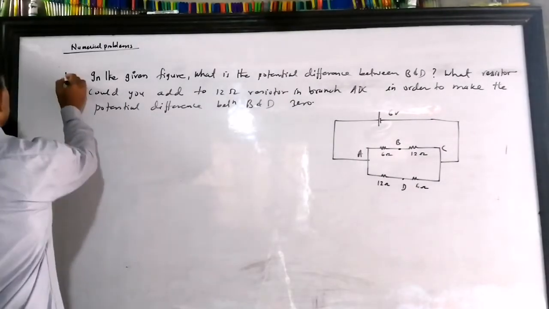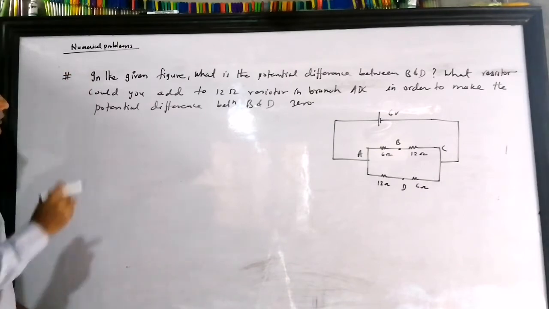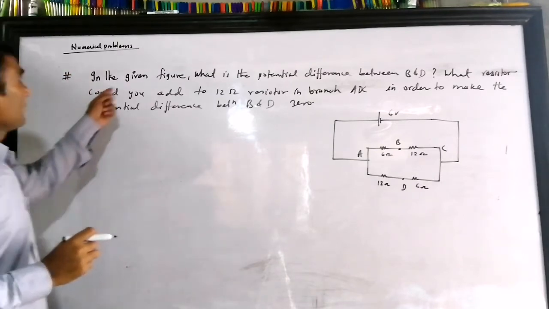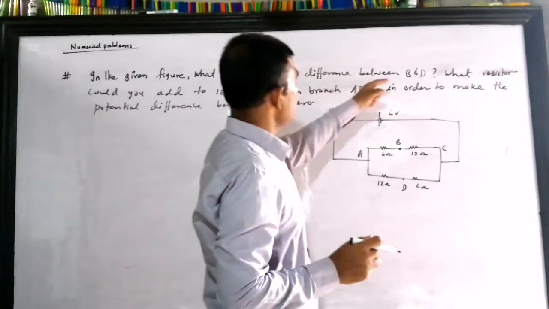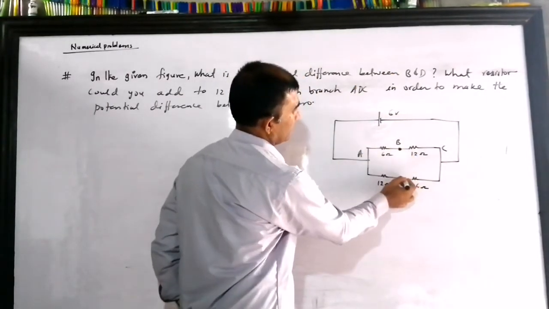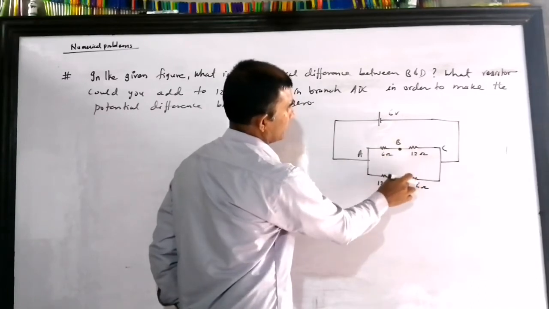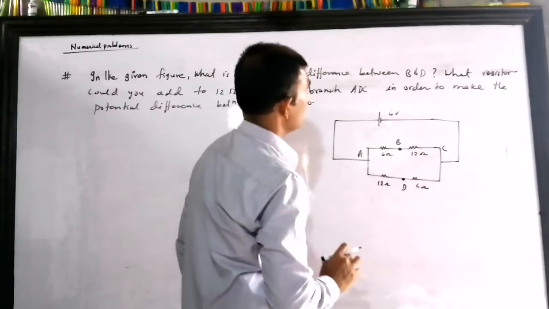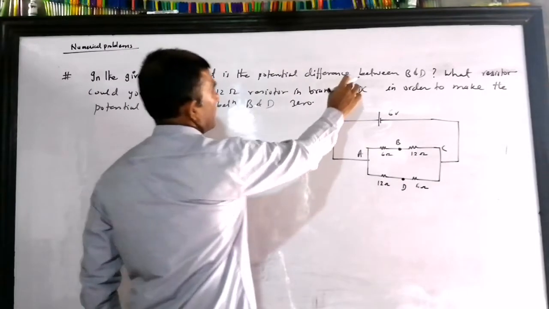So our third problem is, I just copied it. In the given figure, what is the potential difference between B and D? Points B and D are given in your figure. This potential difference between point B and D is required to find. So this is the first part.